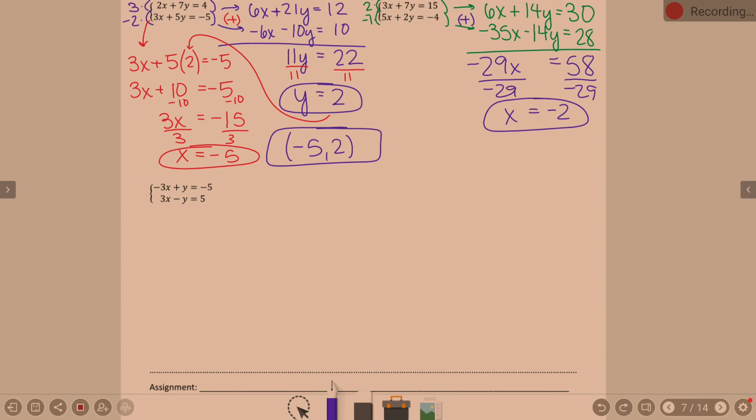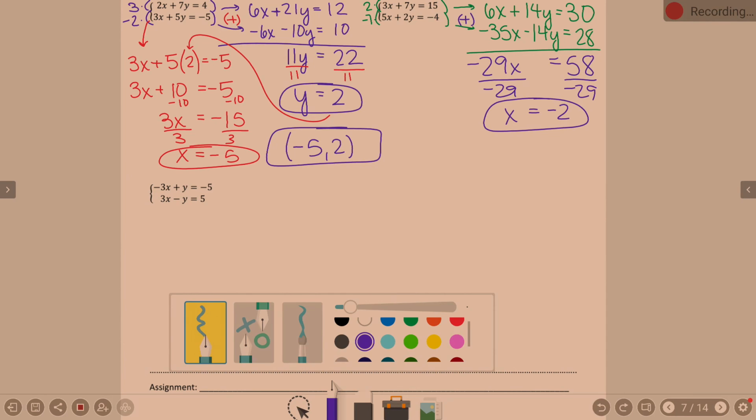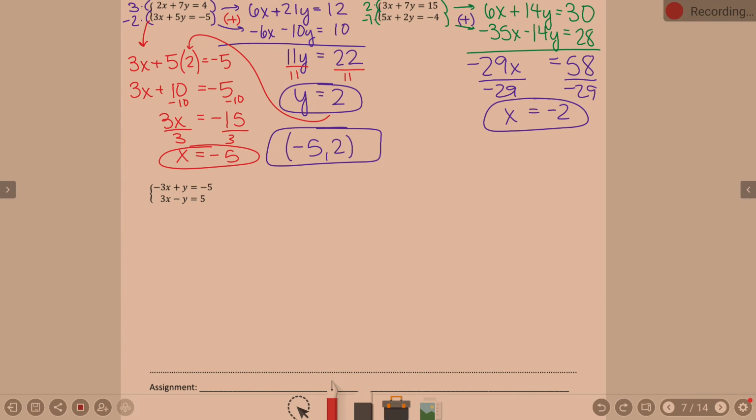Am I done? Not done? Because? Yeah, plug it back in. Which one did you guys plug back into? The bottom one. Bottom one has smaller numbers but has a negative, doesn't it? Yeah. Top one has bigger numbers but all positive. Again, it's your choice, isn't it? Go with what you are comfortable with. I'll go with the bottom.